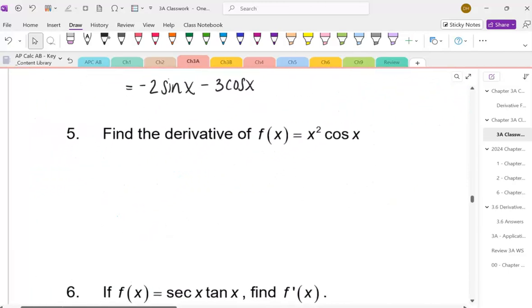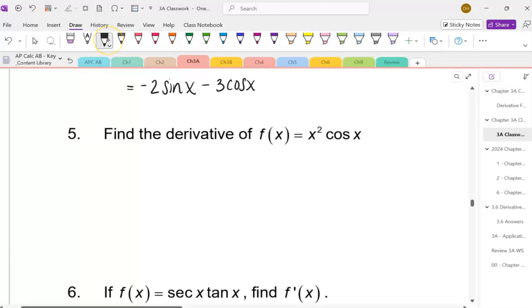In number 5, we've got to take the derivative of x squared cosine x. Right here, we have one function, and then we also have cosine x, which is another function. So we're going to be doing some product rule because we've got two different functions right here.